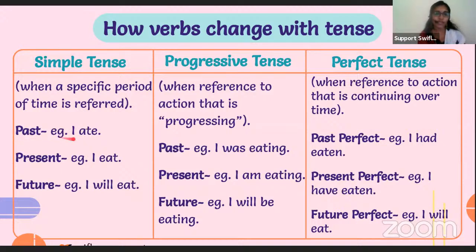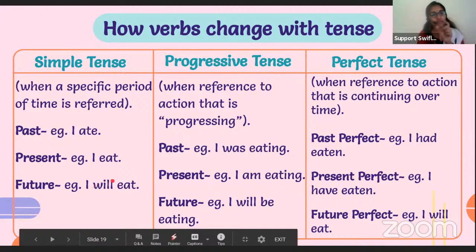An example is I ate. Eat is the action here. In all the examples we are going to see in this slide, we are working on the base of eat. Eat is the verb or the action here. So in the past simple, it will become I ate. In the present, it is I eat, and in the future, as we all know, we add will with the verb. So I will eat. I hope this is clear.